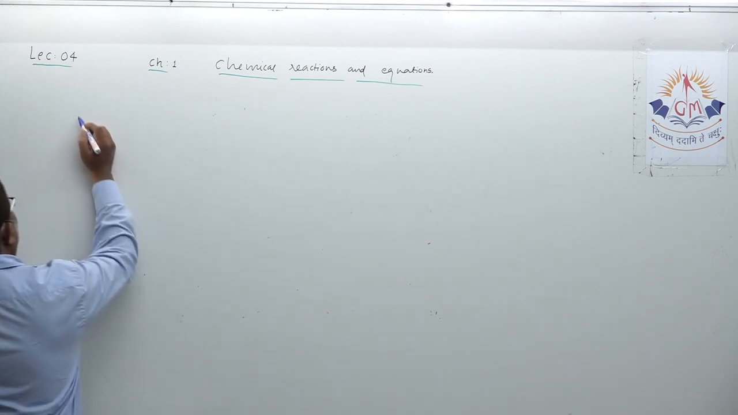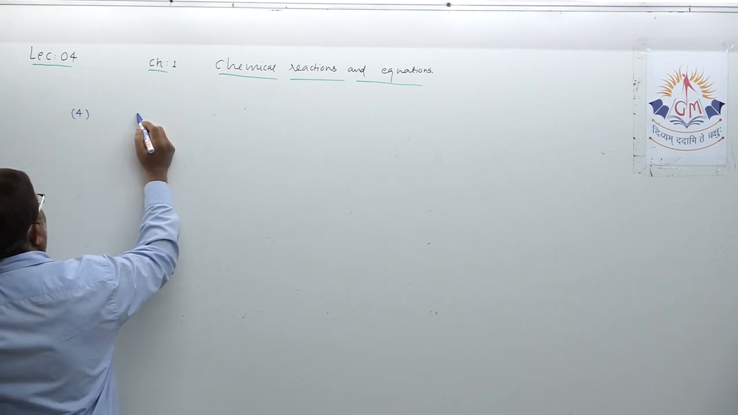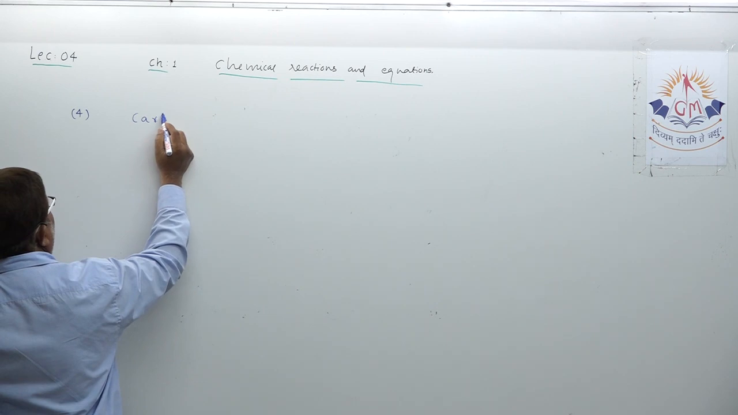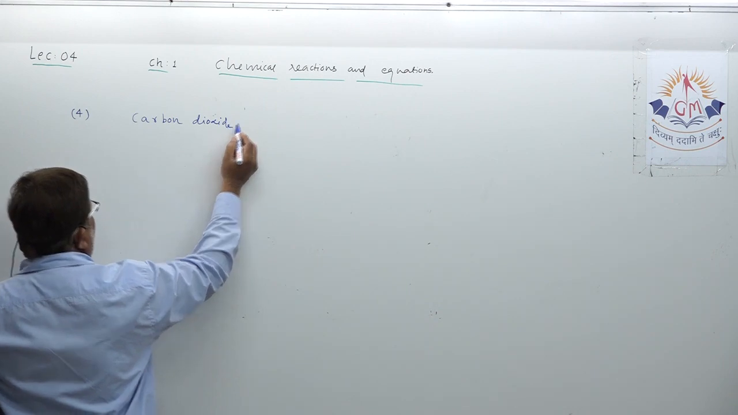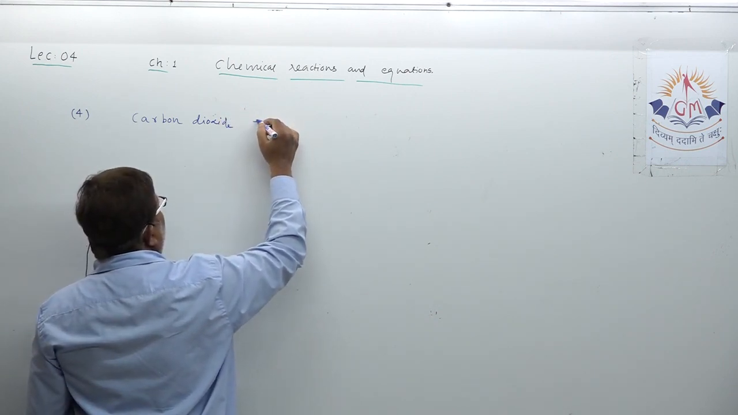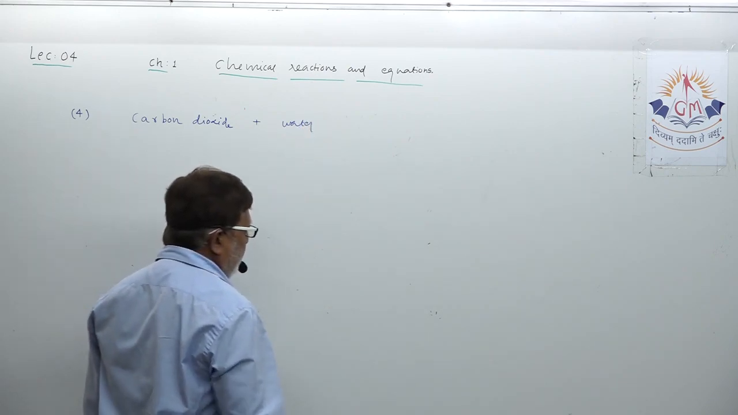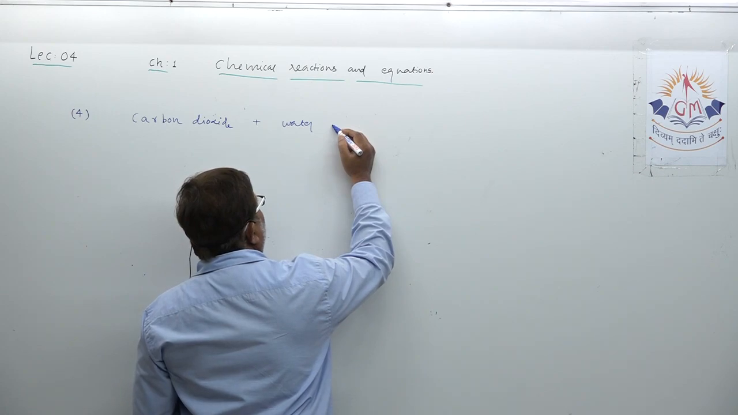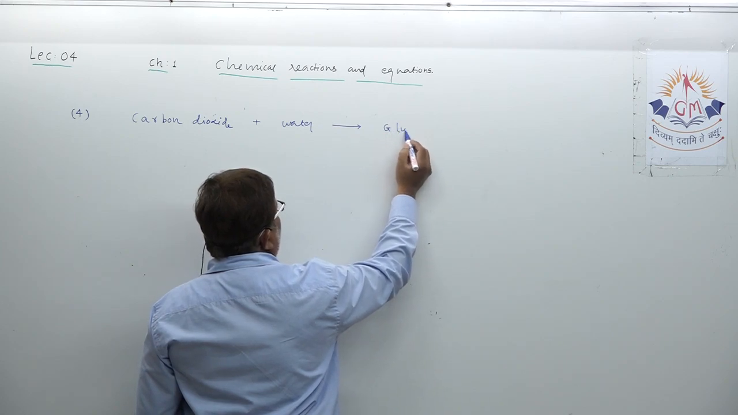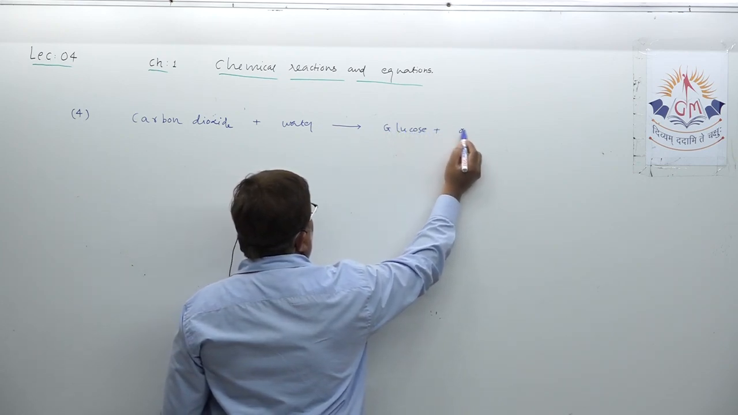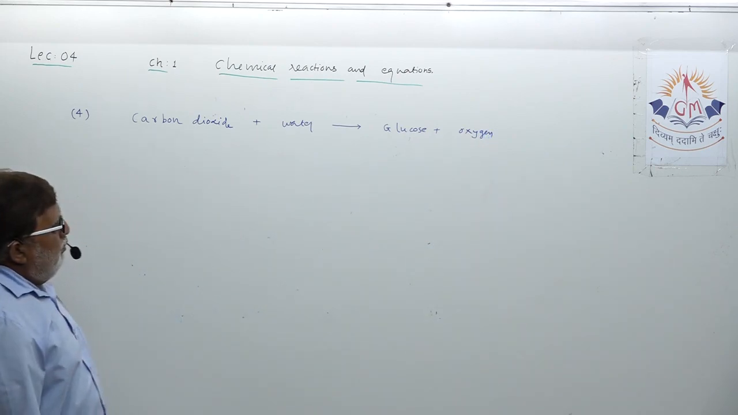Suppose, dear student, equation number 4. Carbon dioxide, please write down with me. Carbon dioxide plus water. Okay, the reaction between carbon dioxide and water produces glucose and oxygen.